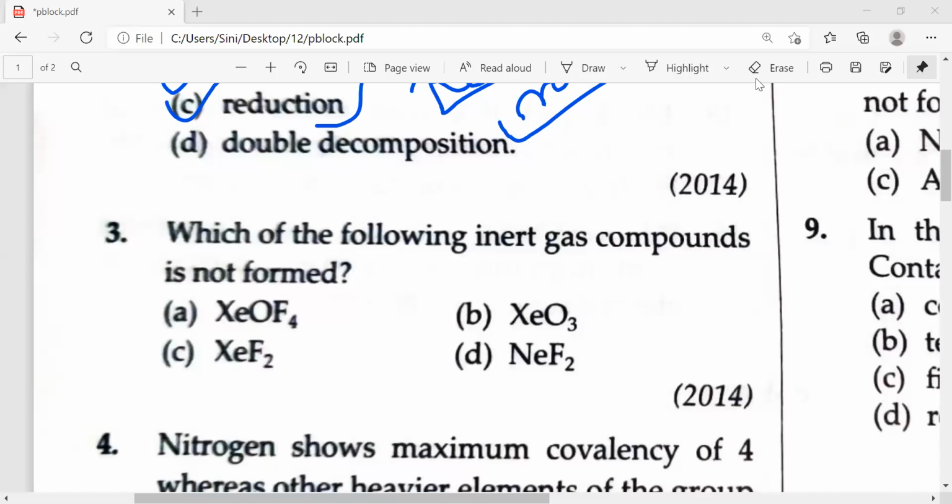Yeah. Third question. Coming to the third question: which of the following inert gas compounds is not formed? So I got most of your answers as option D. But the most important thing for us is to know the correct reason for the right answer. NeF2 doesn't exist at all.